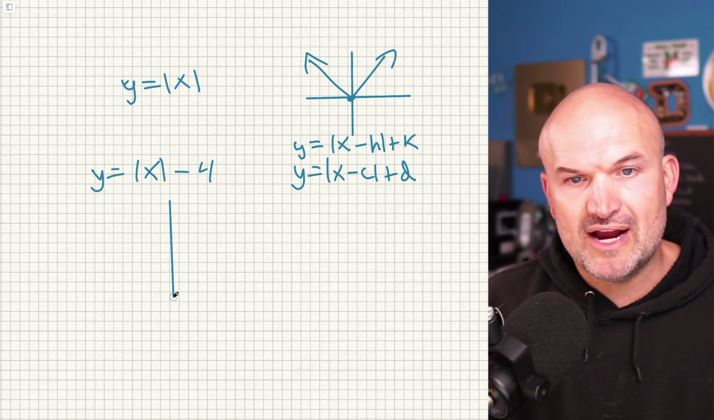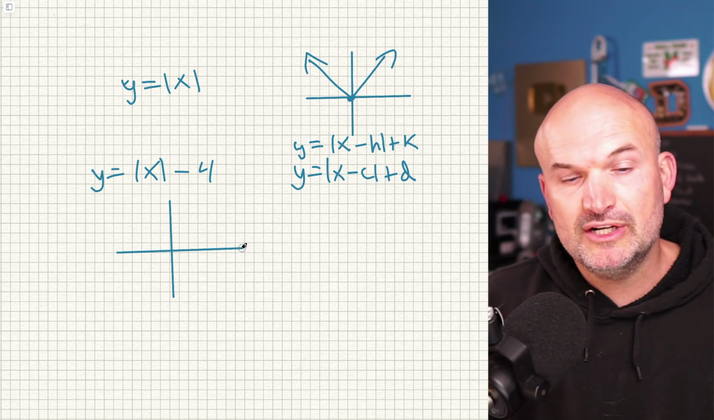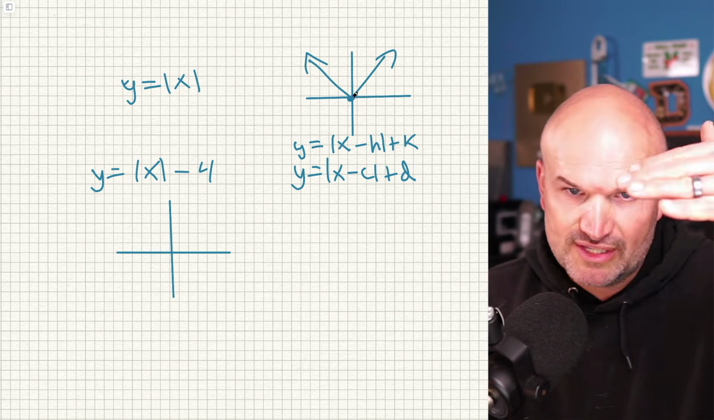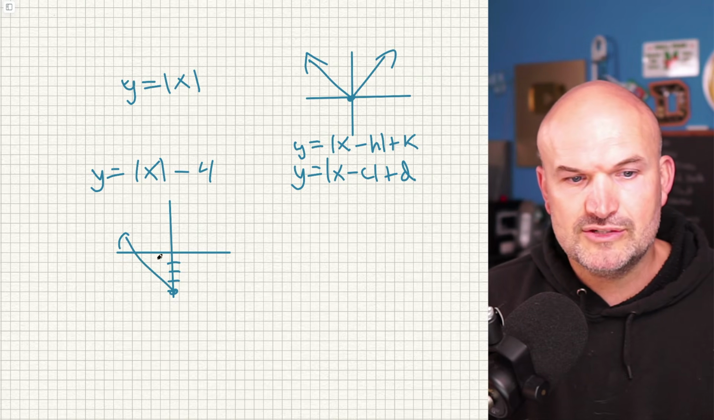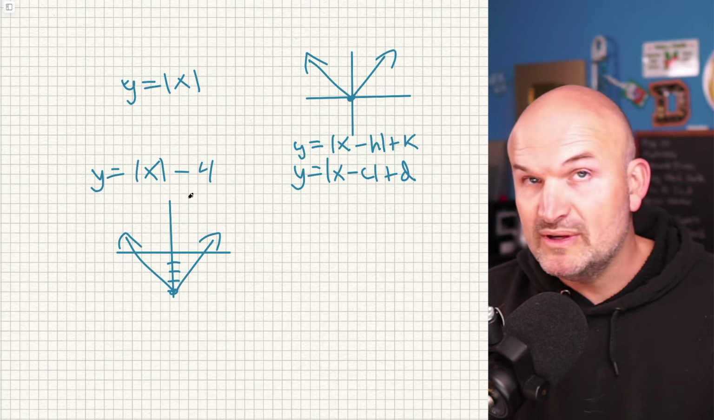So we'll take our original graph, which we have right here, and all we're going to do is move that vertex, or this low point, down 4 units. So 1, 2, 3, 4. And there is going to be our final graph with that transformation.